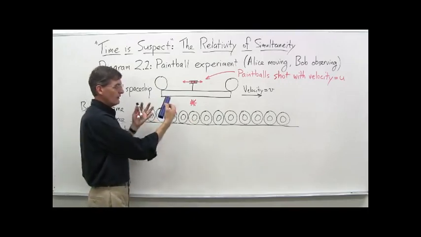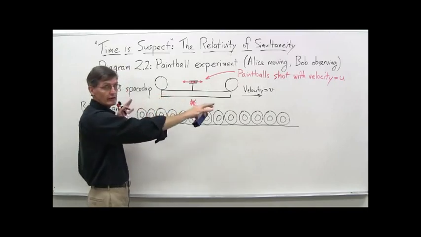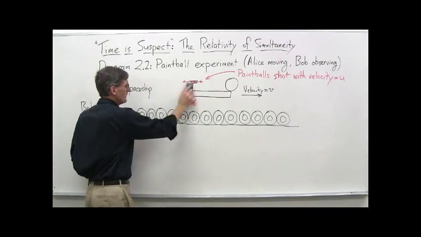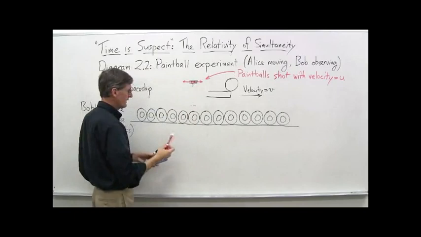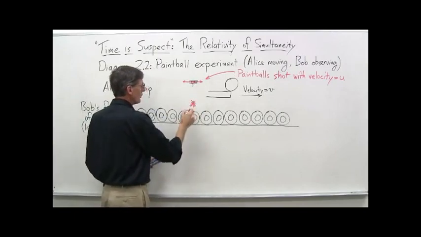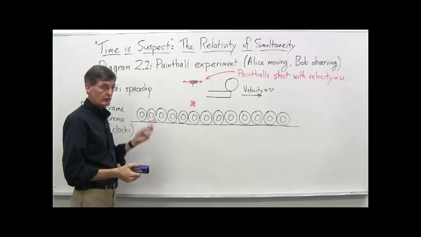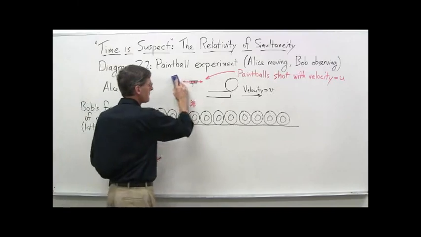So now paintballs have been shot. Alice is moving. The paintballs are in transit toward the two clocks. We don't want to erase this. It stays there as a permanent feature now, that little flash of smoke that indicates the location where the paintballs were shot.